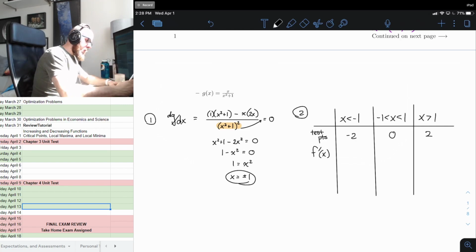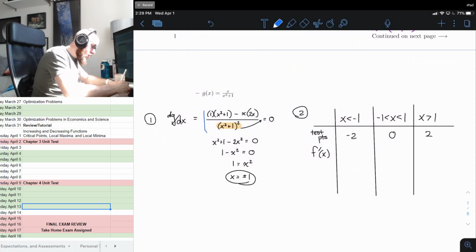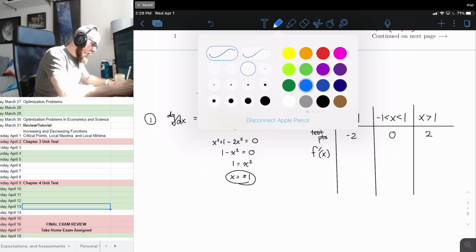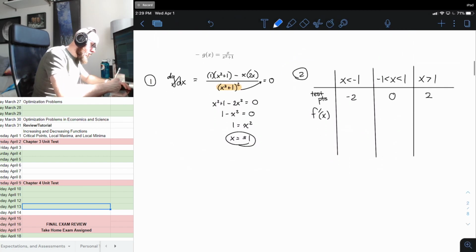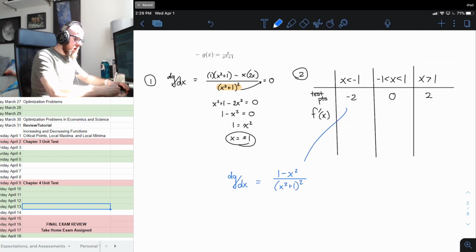But keep in mind, I'm focused on the entire derivative, right? So what I'm really evaluating here is this entire function at x is equal to whatever my values of my test points are, right? So dg by dx equals, I can simplify this a little bit, 1 minus x squared over x squared plus 1 squared. All right, so that's what I'm plugging these test points into.